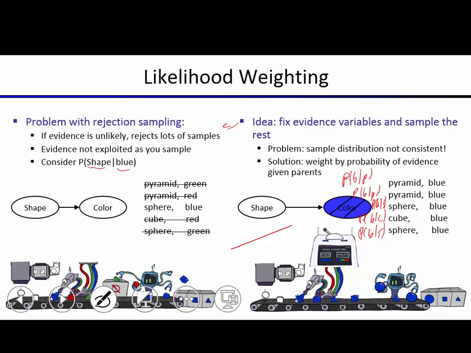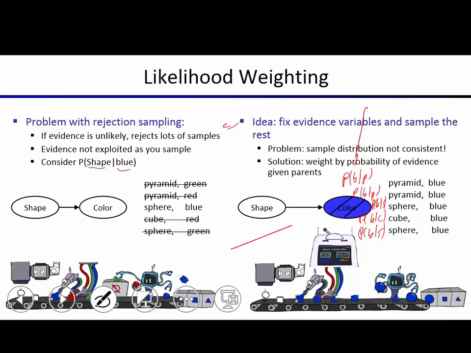This weighting is accounting for the fact that we're somehow cheating in the sampling procedure. We're no longer following the prescribed distribution. We're fixing it to be blue. And so when blue was very likely, that is, the probability of blue given pyramid might be high, then that sample will have a high weight because it was a reasonably okay thing to do. And if blue was very unlikely, maybe blue is very unlikely when you have a cube, then the probability of blue given cube will be very low, and that sample will have a very low weight to account for that.